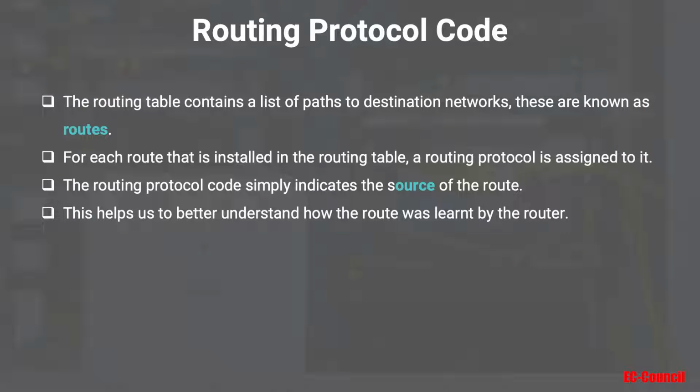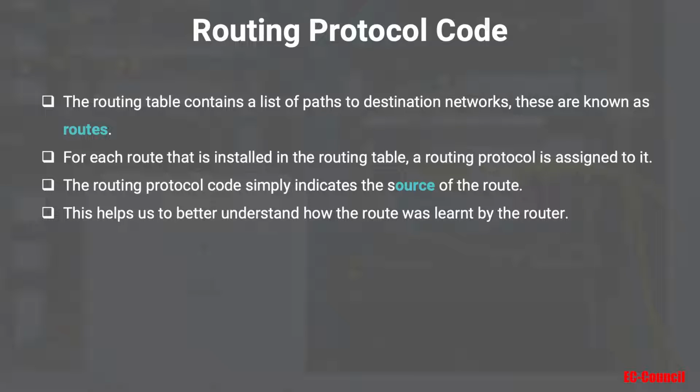Within a Cisco router, you will find a routing table. The routing table contains a list of paths to all the destination networks that are known by the router. Each of these paths is what we call a route or network route. For each route that is installed within the routing table, a routing protocol is assigned to it. The routing protocol code simply indicates the source of the route.